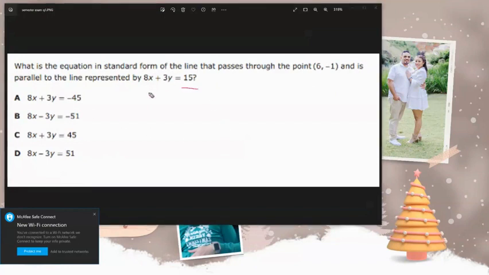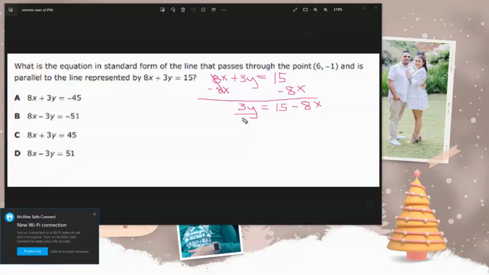All right, so I'm going to solve for y first. So this is going to be 8x plus 3y equals 15. So I'm going to subtract 8x from both sides. That will cancel this out, and then I'll be left with 3y equals 15 minus 8x.